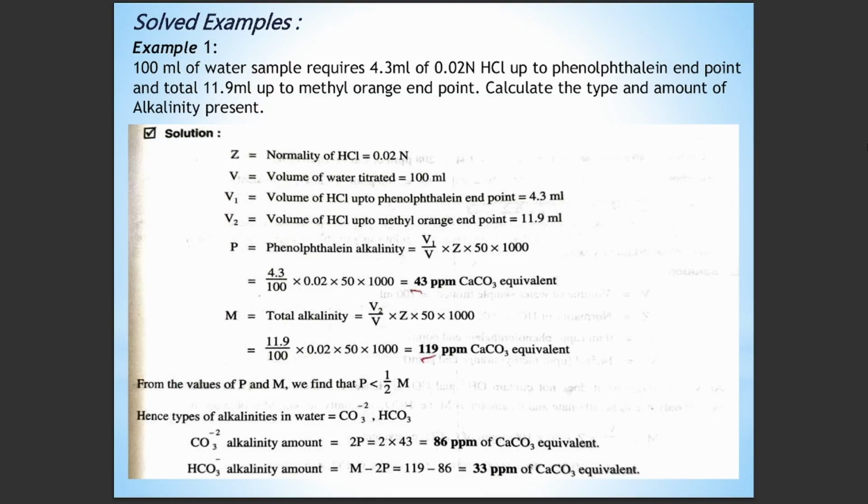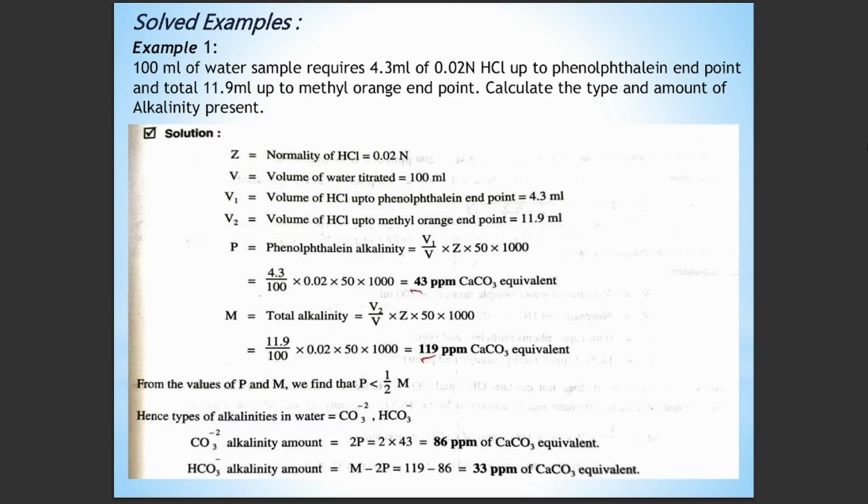So for the M, you can write down V2 upon V into Z into 50 into 1000. V2 is 11.9. The rest of the things are the same as in the P. So 11.9 divided by 100 into 0.02 into 50 into 1000, you will get the answer 119 ppm CaCO3 equivalent. Now you have to compare the values of P and M.